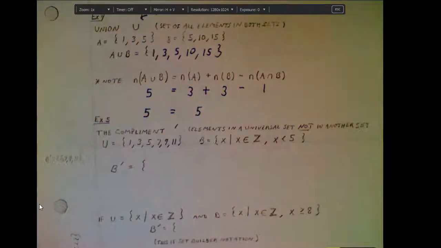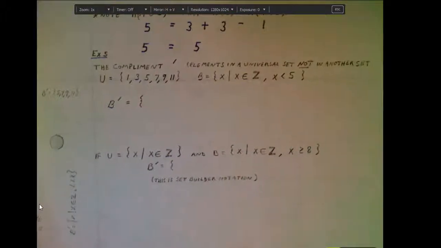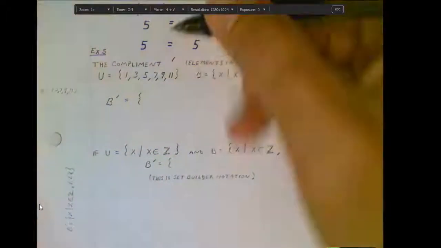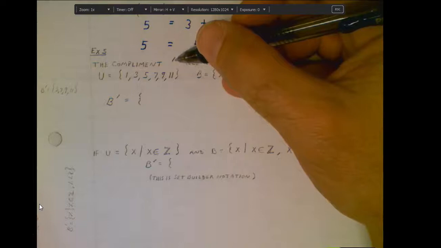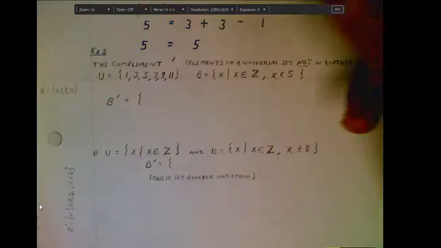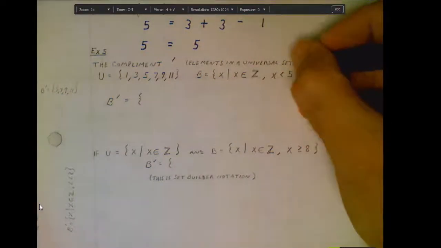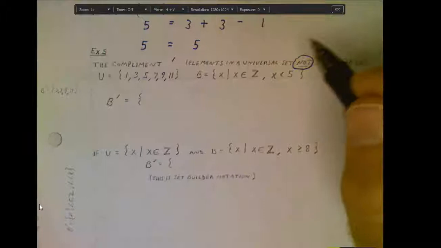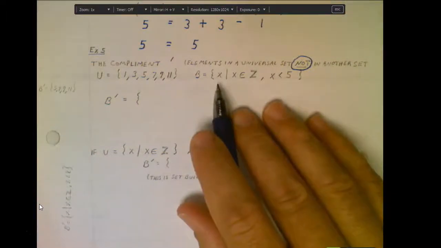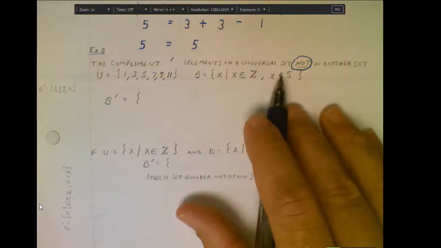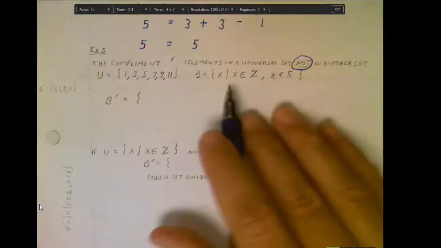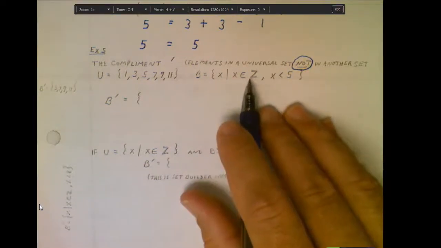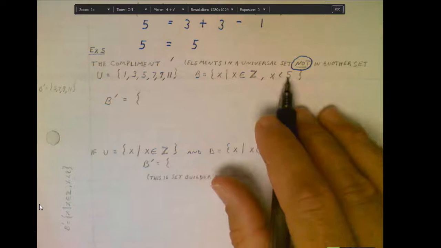So moving down, the complement, so just another vocab word and another symbol. The complement is that symbol right here, and the complement we associate with the word not. So these are the things that are not a part of a certain set. So if you look right here, set B. So this is set B right here. So set B is referring to integers less than 5.